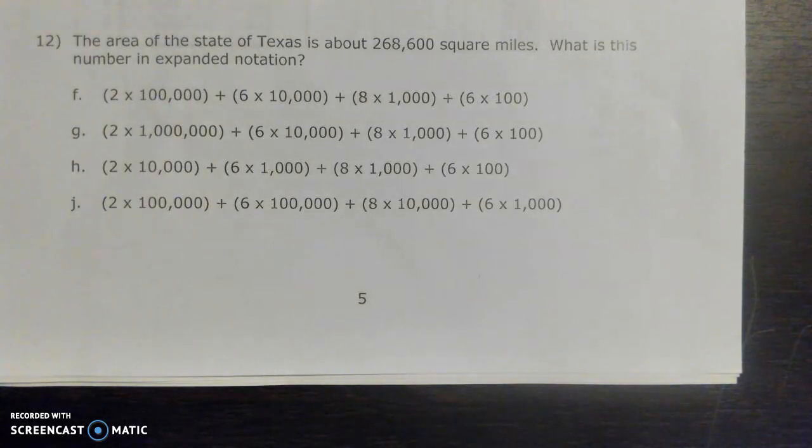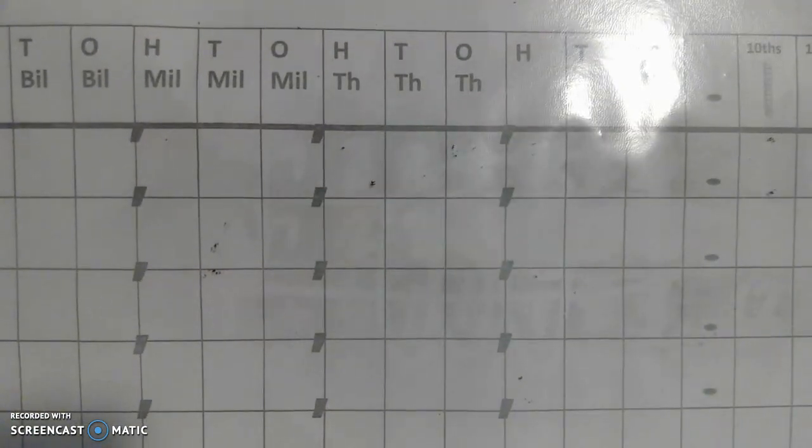The area of the state of Texas is about 268,600 square miles. What is this number in expanded notation? First thing I'm going to do, of course, is place it on my place value chart.